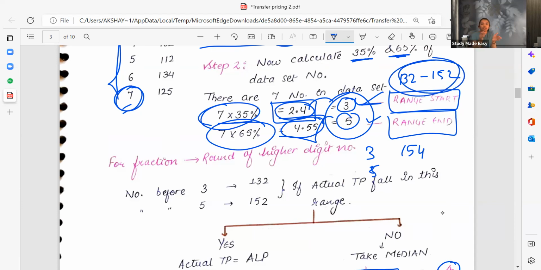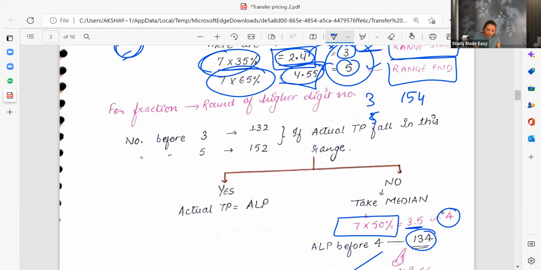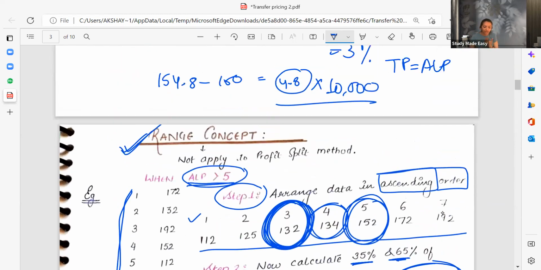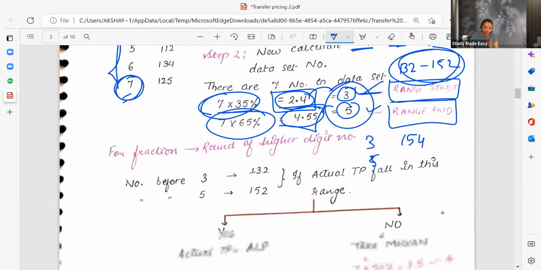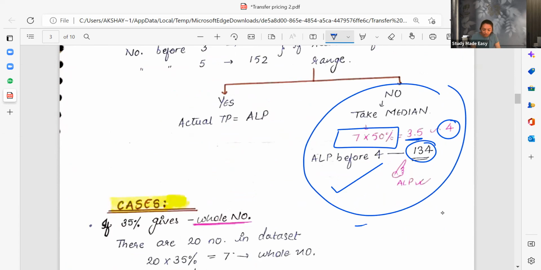This is the starting range, this is the end range. Understood? Then this is my range, but ma'am, my actual transaction price does not fall within the range. So if it is not falling within the range, again do total observation ka 50%. 3.5, that is 4, right? Now what is written in front of 4? 134 has been written. Now this is your arm length price.